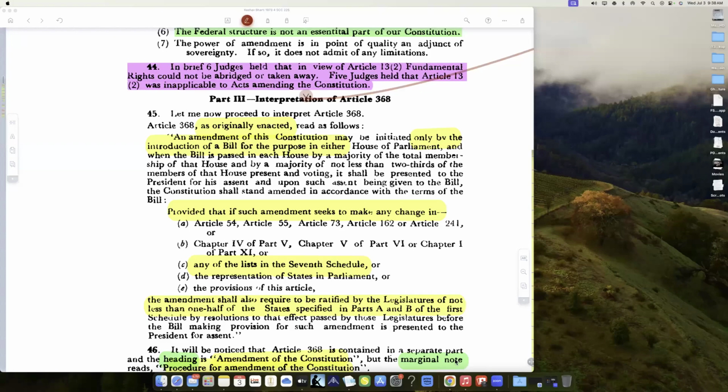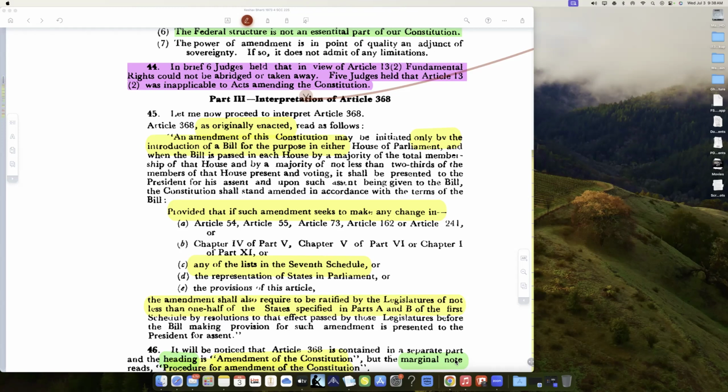Now let's move to Article 368, as it originally stood. As it originally stood, the heading read "the procedure for amendment of Constitution." Much of the energy in IC Golaknath was spent in tracing out what was the source of power to amend, because 368 only started with the heading "procedure for amendment." Now that was rectified later on.